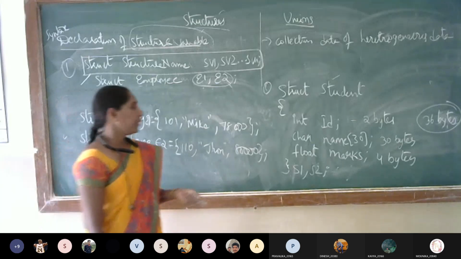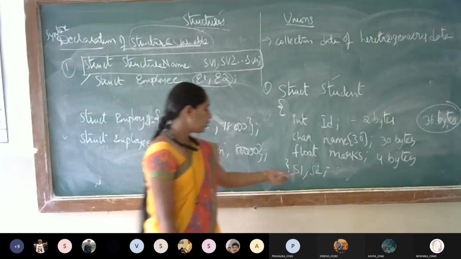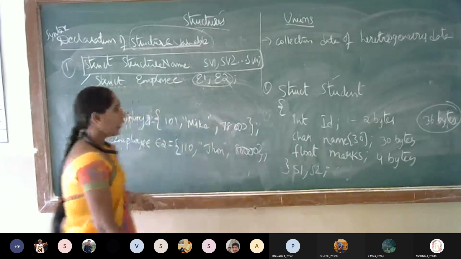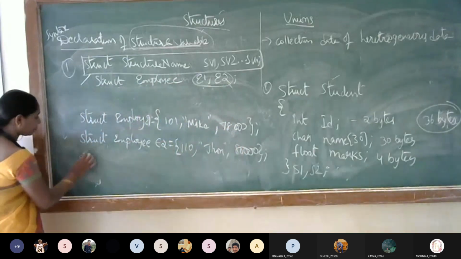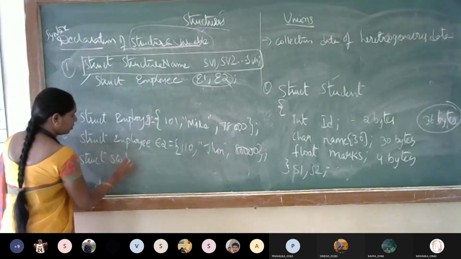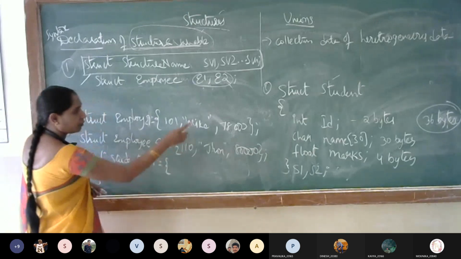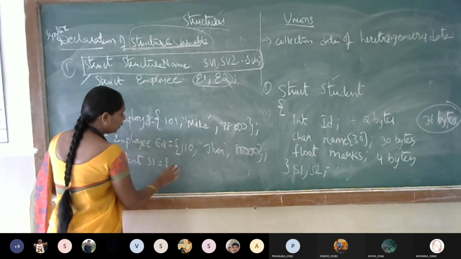Is this clear to everyone? In the same way, we'll be writing for the student also. Student ID, and what did we take, S1, right? So I'll be writing that one as struct student S1 is equal to, what values? ID, right? Some ID you give.